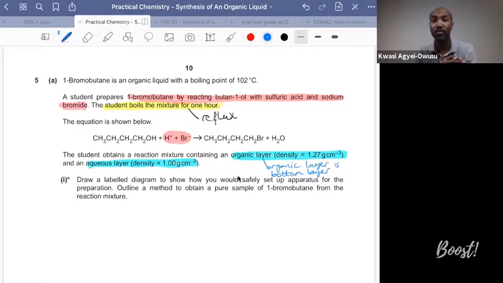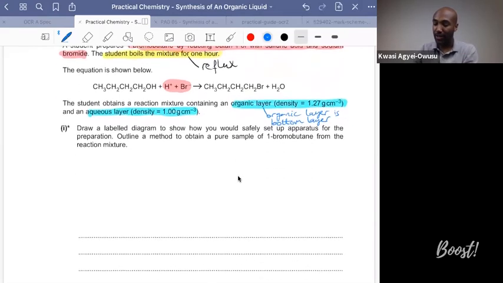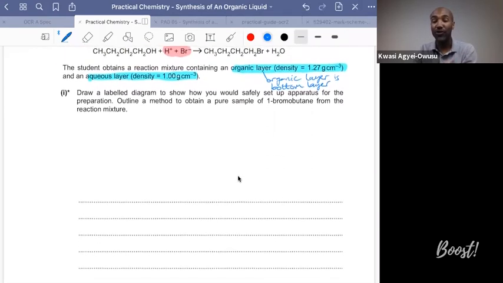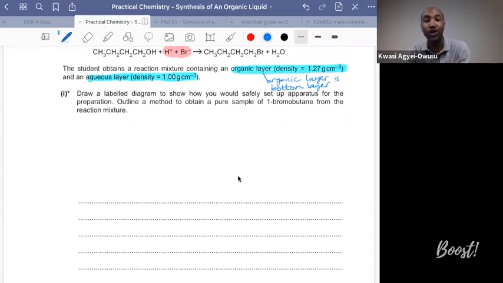So these are all important things that the examiner wants you to notice and to actually say what their significance is in your answer. So let's look at the first part of the question. We're asked to draw a labelled diagram to show how you would safely set up the apparatus for the preparation. Outline a method to obtain a pure sample of 1-bromobutane from the reaction mixture. So we want to think about the preparation stage, and about separation and purification. So let's look at the preparation stage.